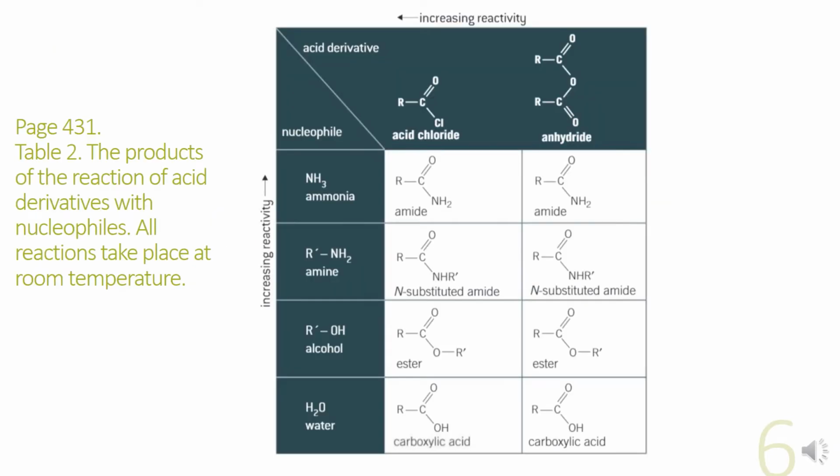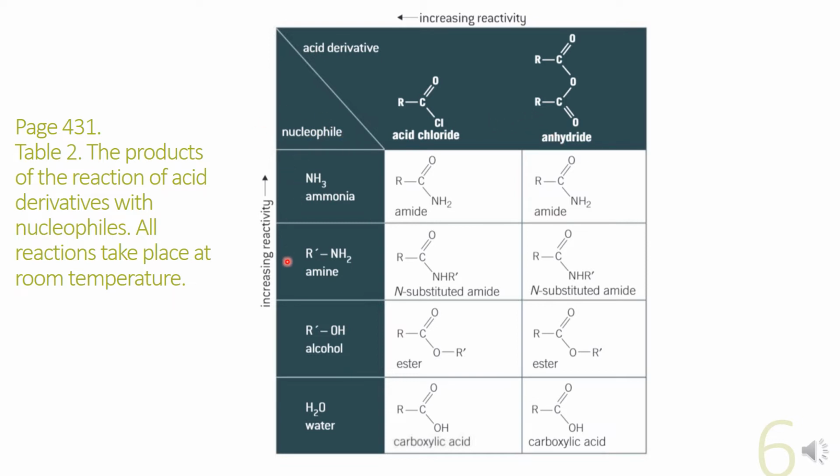Alright, next is the table on page 431. It is when we combine the acid derivatives with the nucleophile and see what product we would obtain. Let's take a look at the acid derivatives first. We have two types, the acid chloride and the anhydride. And as we mentioned before, the acid chloride is more reactive compared to the anhydride. Okay, and how about the nucleophile?